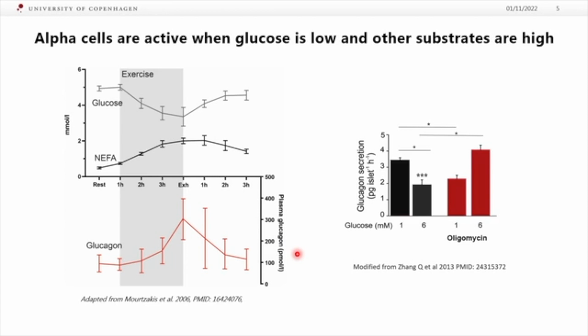And the clue really came from a paper published in 2013 by Patrick Roseman's group, where they show that if you treat islets with oligomycin, you see an inversion of the glucagon response to glucose. So in black you see here what I also showed you before, that when we add glucose, we see a decrease in glucagon secretion. But when we start to inhibit ATP, something really interesting happens. We see elevation in glucagon secretion with 6 millimolar glucose, but glucagon secretion at low glucose seems to be inhibited. And this could suggest that there might be other substrates that are important.